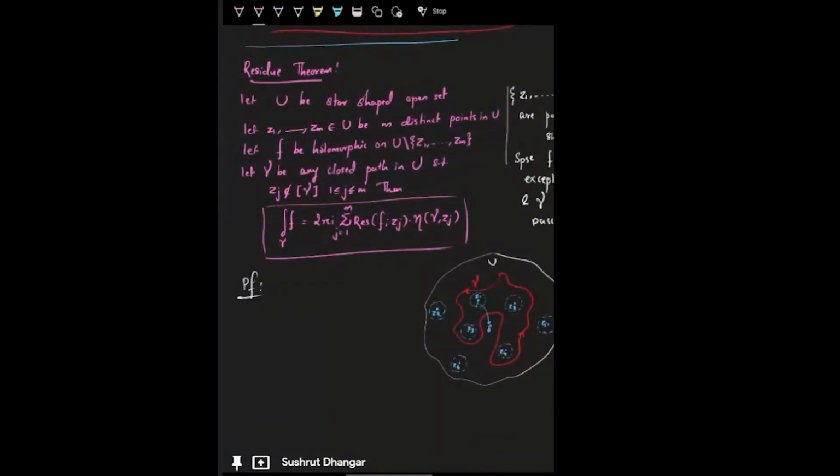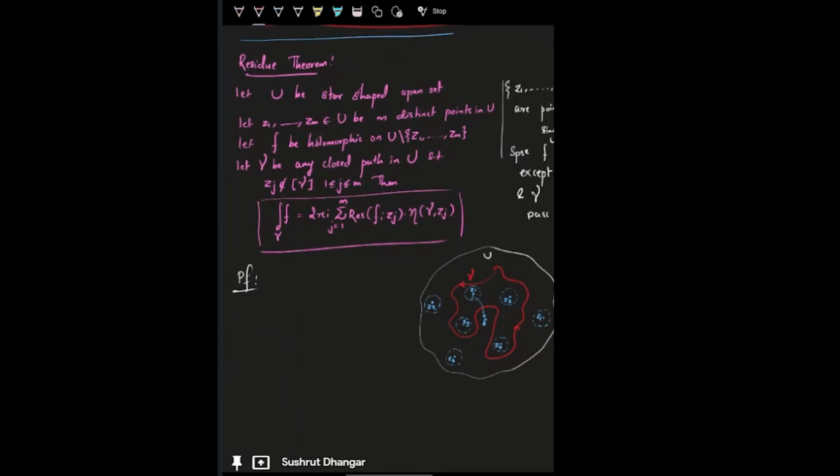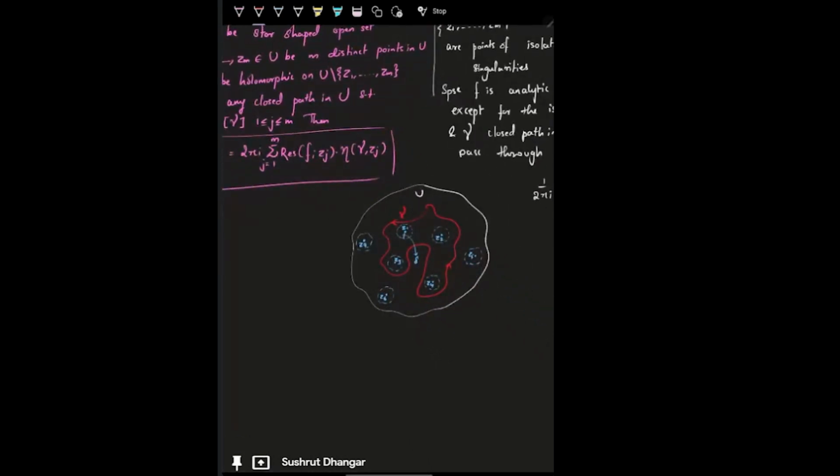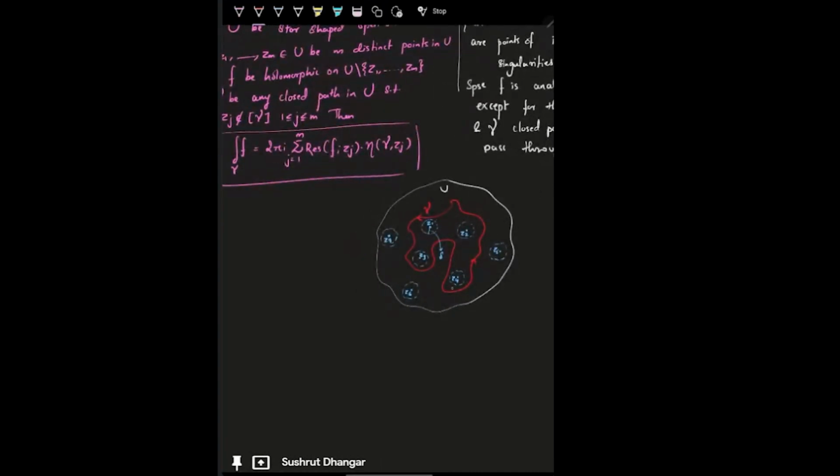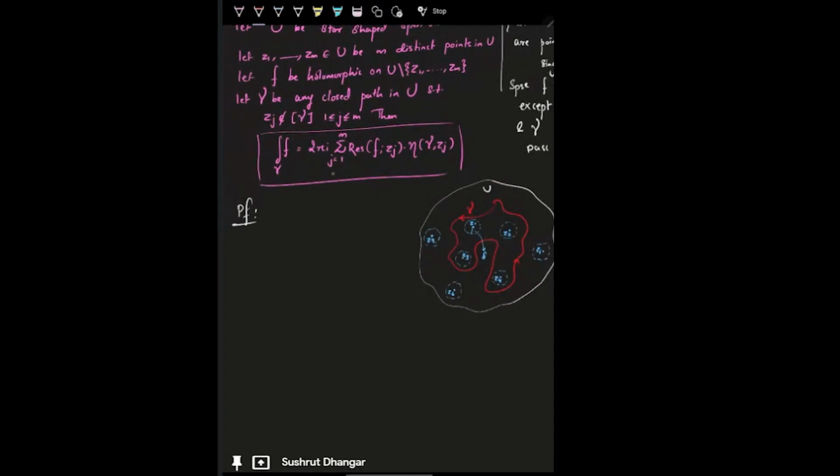Now, coming to the residue theorem itself, what the residue theorem says is that we have a star-shaped open set U, and finitely many distinct points in U where the function is not defined. The function is holomorphic on U minus these points, and we let gamma be any closed path in U. Here in the diagram, as you can see, we have some singular points z_i, finitely many, and a gamma path, and the region is the open set U. Inside that we have these z_i's and this gamma contour. Now the integral over gamma is equal to 2 pi i times the summation of all the residues times the index, or the winding number, of gamma about each z_j.